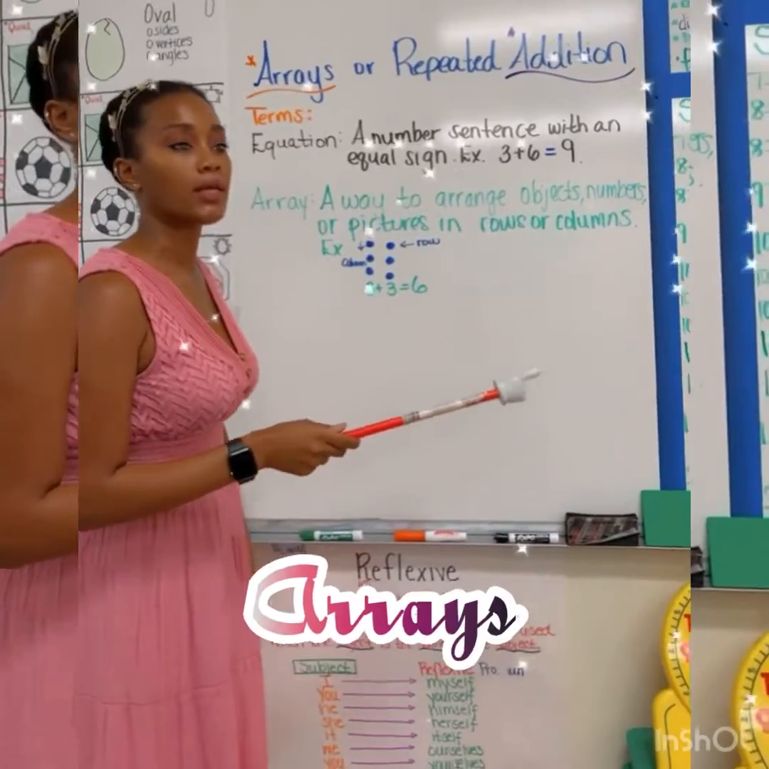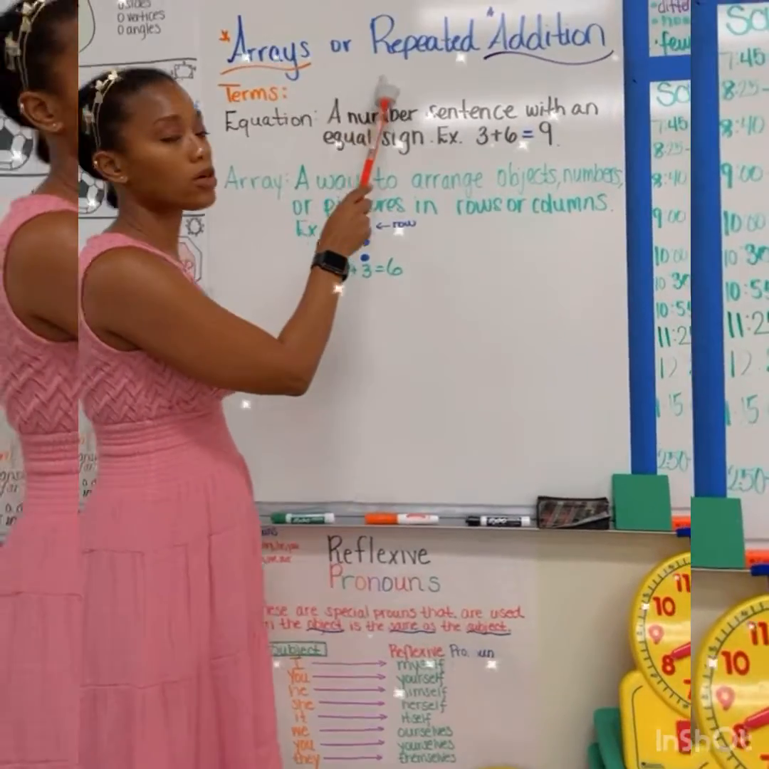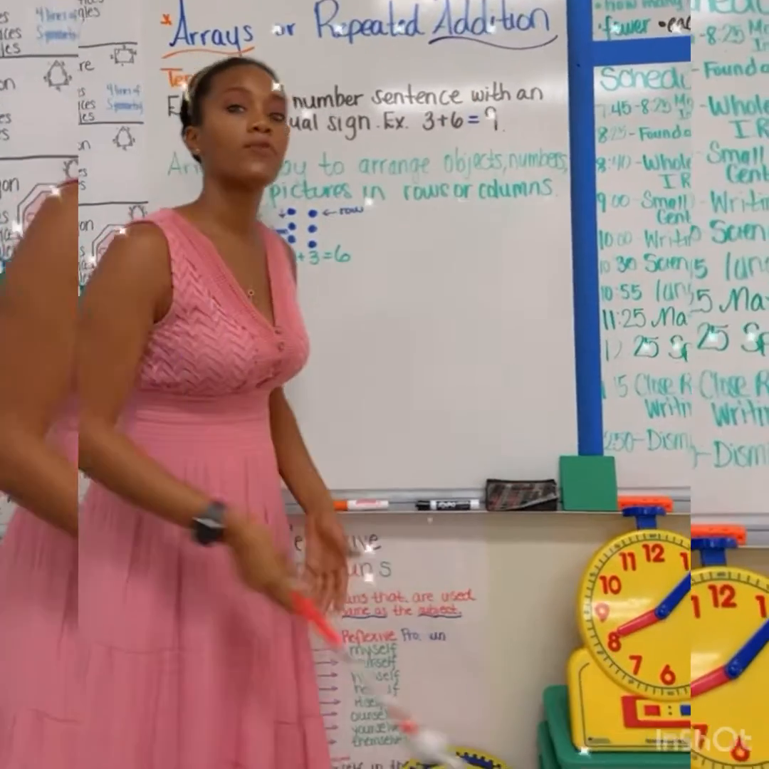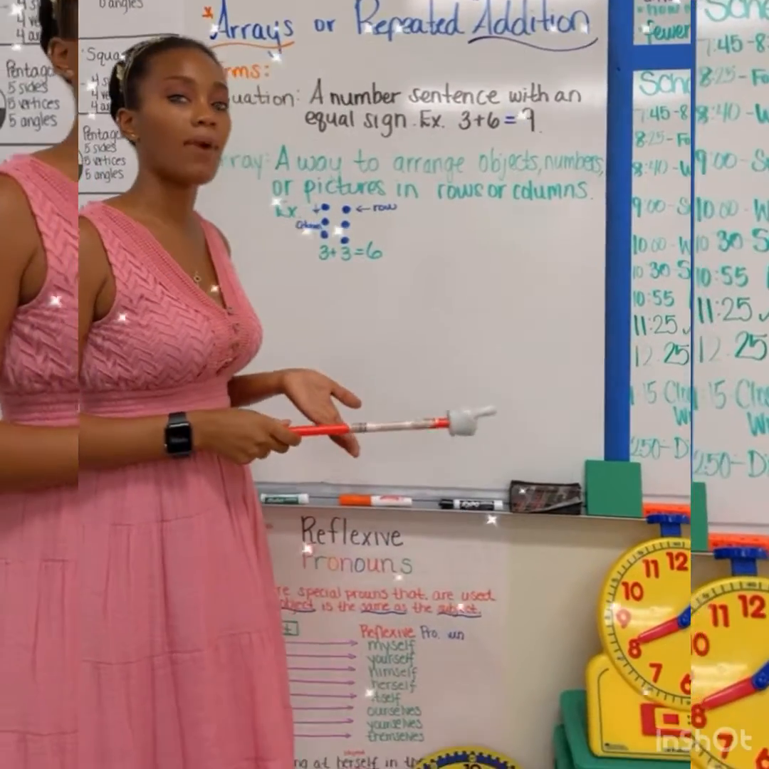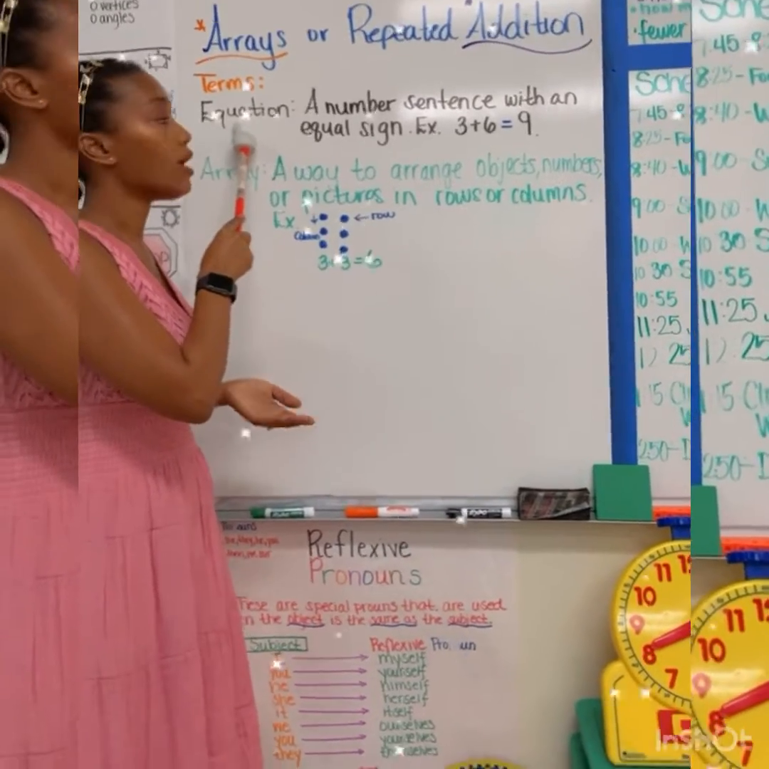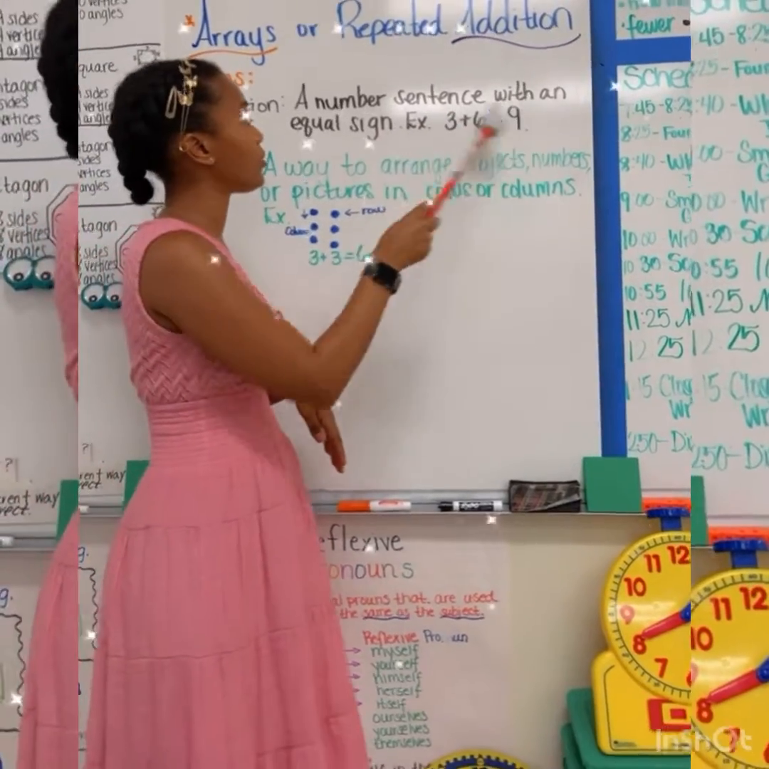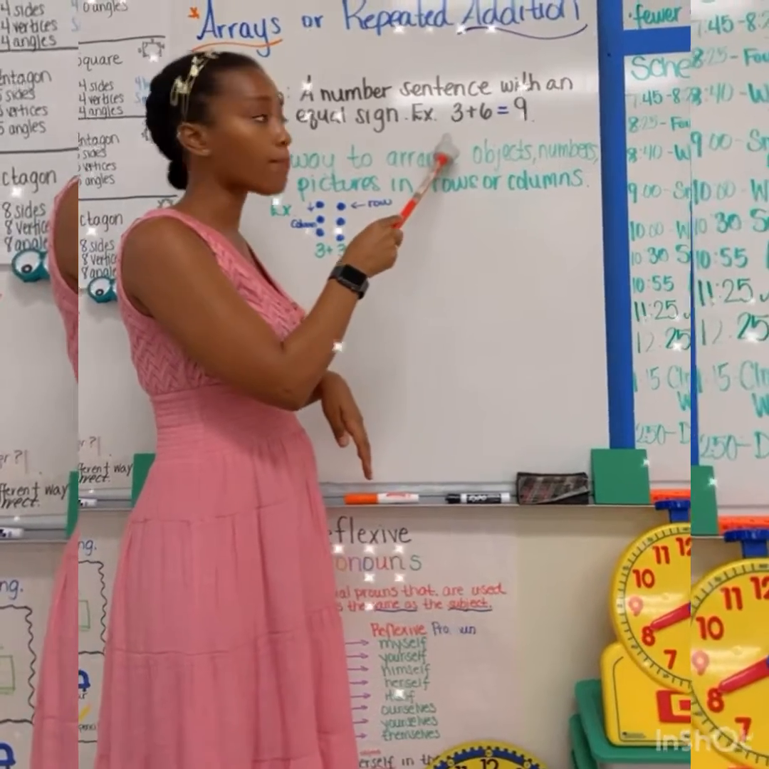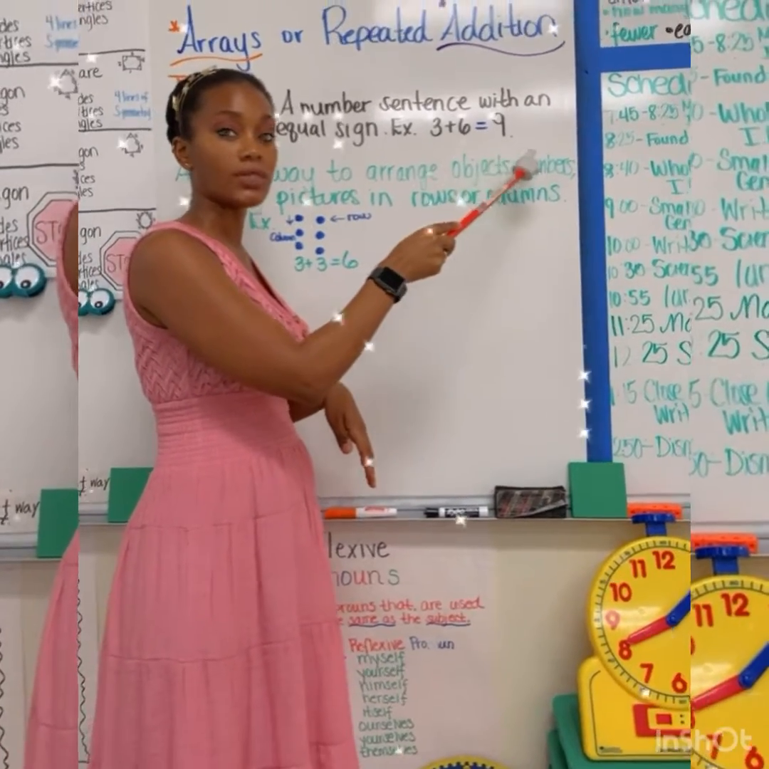Today we are going to be looking at arrays, or what I like to call repeated addition. But before we get started, let's look at some key math terms. First we have equation. What is an equation? An equation is a number sentence with an equal sign. For example, 3 plus 6 equals 9.